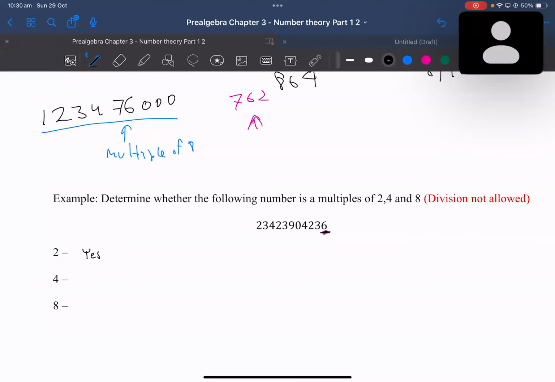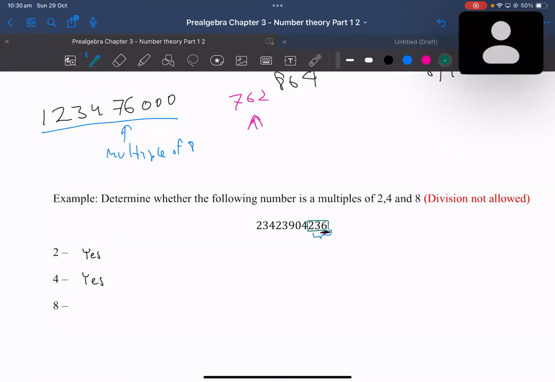Yeah, and for 4, what do you check? For 4, you have to make sure that the last two digits are divisible by 4. Yeah, good. 36, 4 times 9, yes. And what about if it's a multiple of 8? The last three digits have to be divisible by 8.